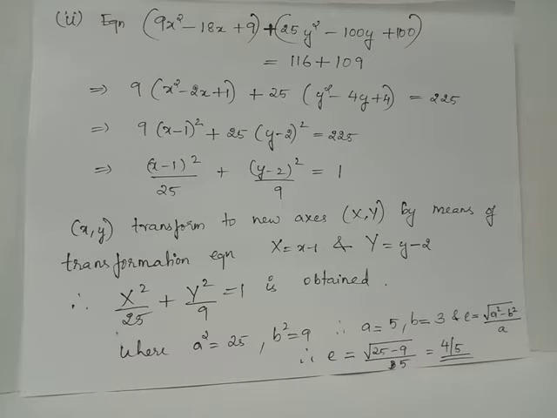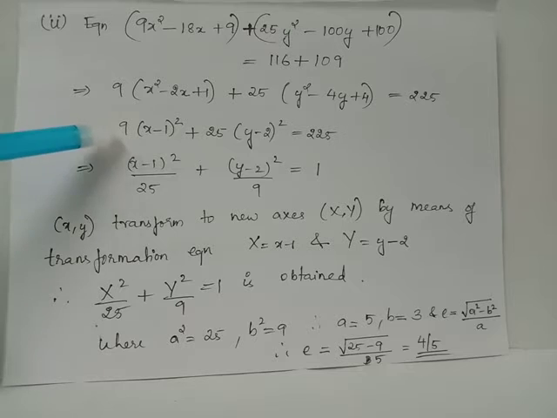Similarly, in order to get perfect square of the form (y − k)², we will add 100 on both sides of the equation, so that we have 25y² − 100y + 100 rewritten as 25 times (y² − 4y + 4), which can be written as 25 times (y − 2)². On adding 100 and 9 to the RHS, we will have 109 added to RHS. Thus, our RHS becomes 116 + 109, which is 225.